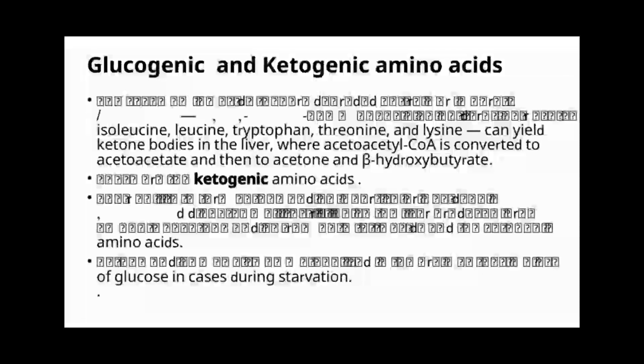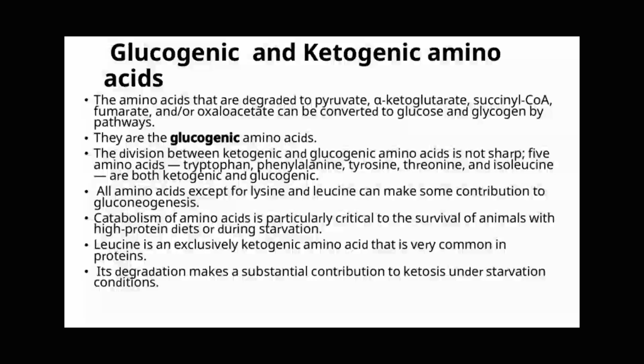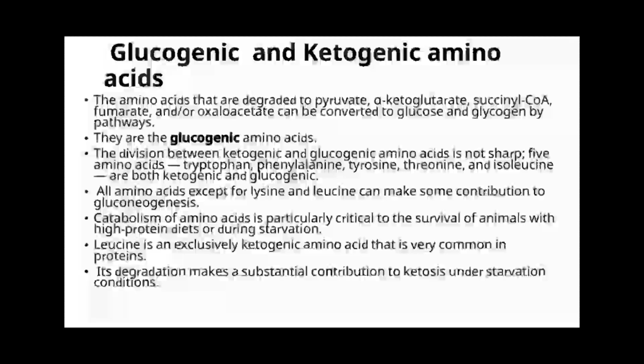It's also worth noting that some amino acids are both glucogenic and ketogenic, meaning they can contribute to glucose production and ketone body formation. This dual capability plays a crucial role in how our body manages energy supply during different metabolic states, linking back to the overall theme of energy metabolism and balance. Let's take a closer look at how amino acids contribute to glucose production. Some amino acids are degraded into key intermediates like pyruvate, alpha-ketoglutarate, succinyl-CoA, fumarate, and oxaloacetate. These can then be used to synthesize glucose and glycogen through various pathways.